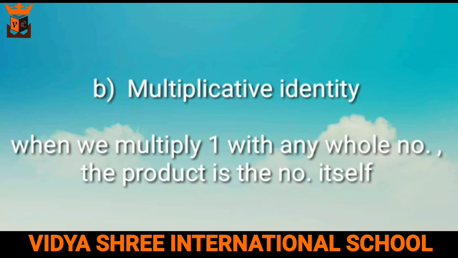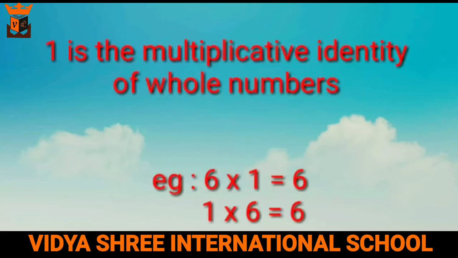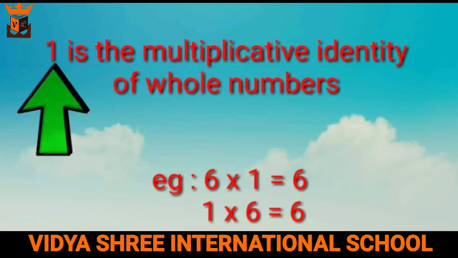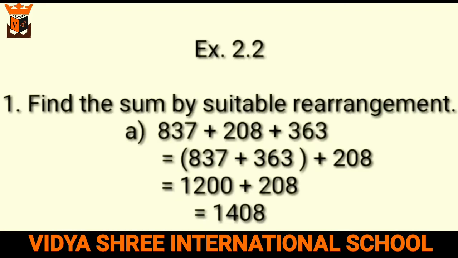Now coming to the multiplicative identity, when we multiply 1 with any whole number, the product is the number itself. 1 is the multiplicative identity of whole numbers. For example, 6 multiply 1 is equal to 6, which is equal to 1 multiply 6. So here 1 is the multiplicative identity for the whole number 6.